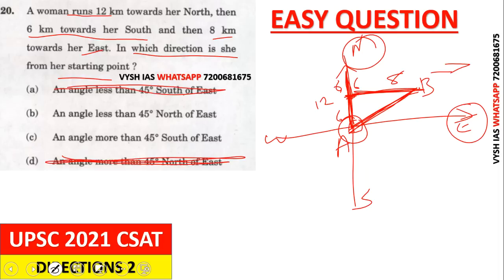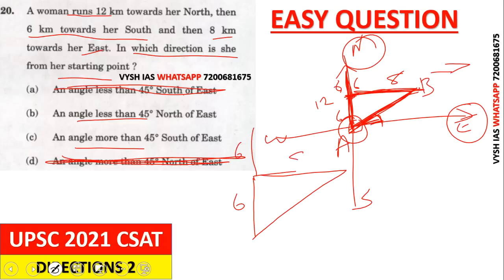Okay, so now the only question is: angle less than 45 degrees north of east, or angle more than 45 degrees north of east. So this angle is what they're asking. So this triangle, I'll draw it separately here. Like this is the triangle where this is 6, then another 6 is here, and this is 8, and this is the starting point A, this is B. Okay, so 6 and 8.